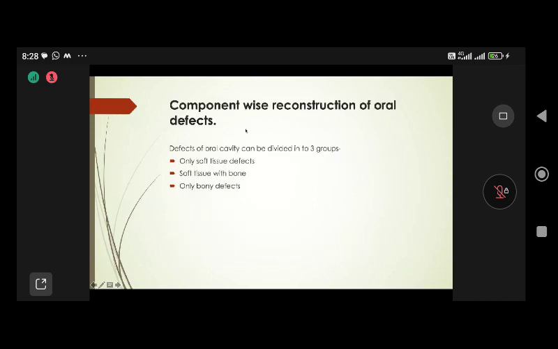Now, component-wise reconstruction of oral defect. Defects of the oral cavity can be divided into three groups: only soft tissue defect, soft tissue with bone, and only bone defects.